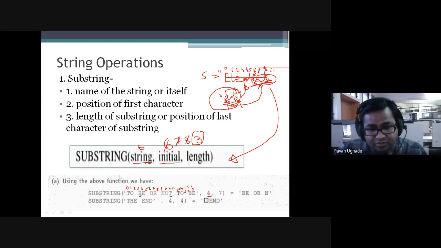Till 11, minus 1, so 10, so we will be coming out here, right? So b, e, 3, 4, 5, 6, 7, till this much, till n. So the answer is be or n. You can consider the characters you will be getting. The length of that substring is 7: 1, 2, 3, 4, 5, 6, 7. So be or n is a substring of this, and this is the output for this query.